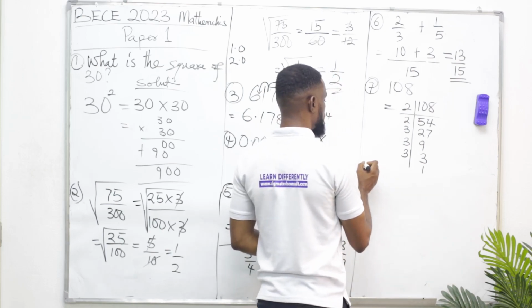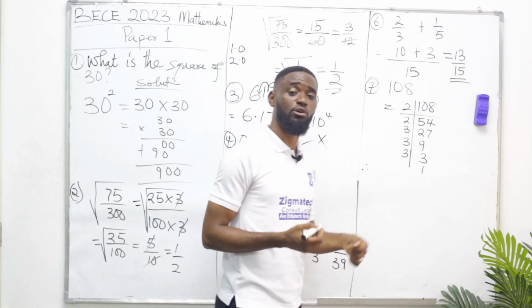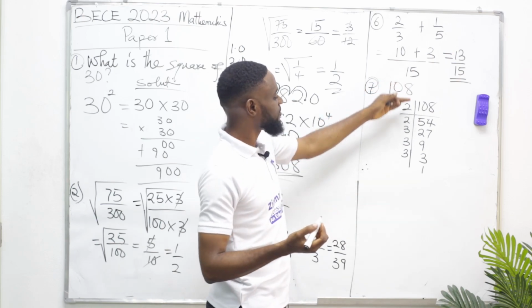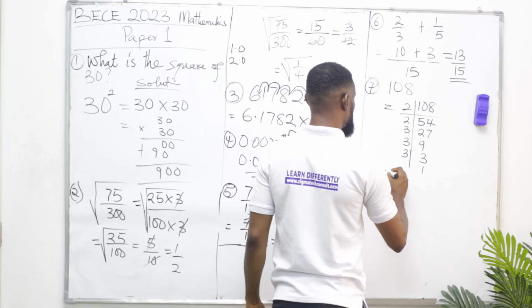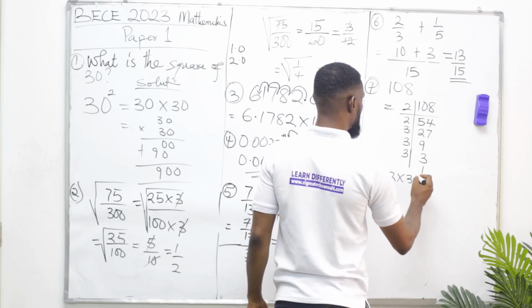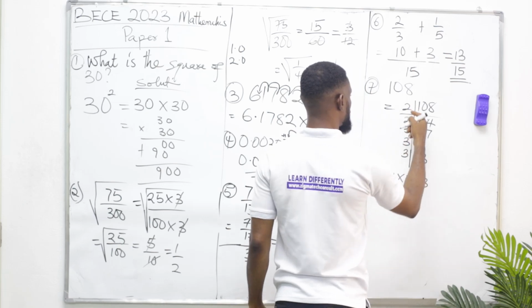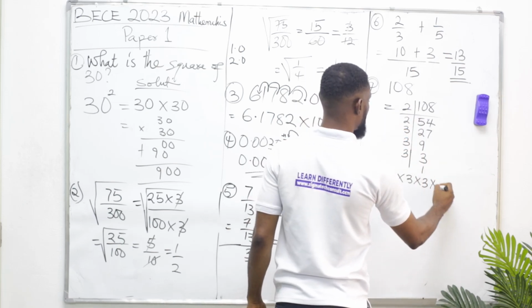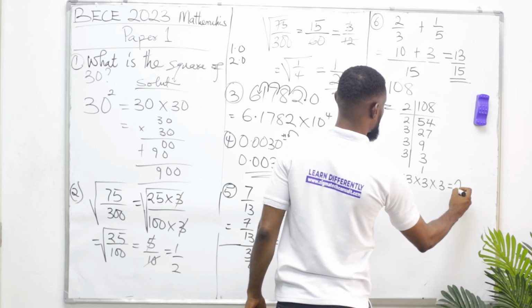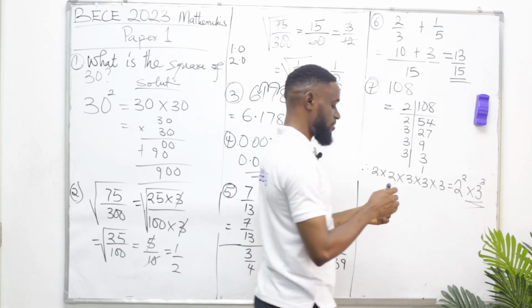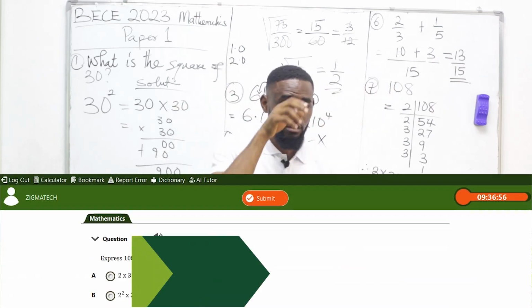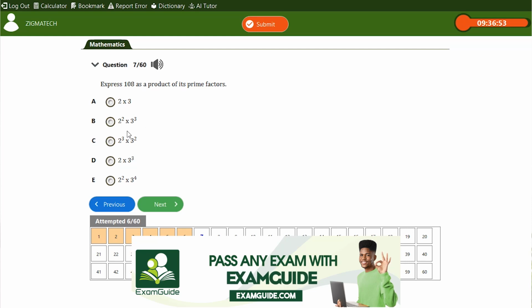So we say therefore these are the prime factors of 108. The product of the prime factors is simply 2 times 2 times 3 times 3 times 3. So it will now give us 2 raised to power 2 times 3 raised to power 3. That is the answer. Option B is the correct option there.